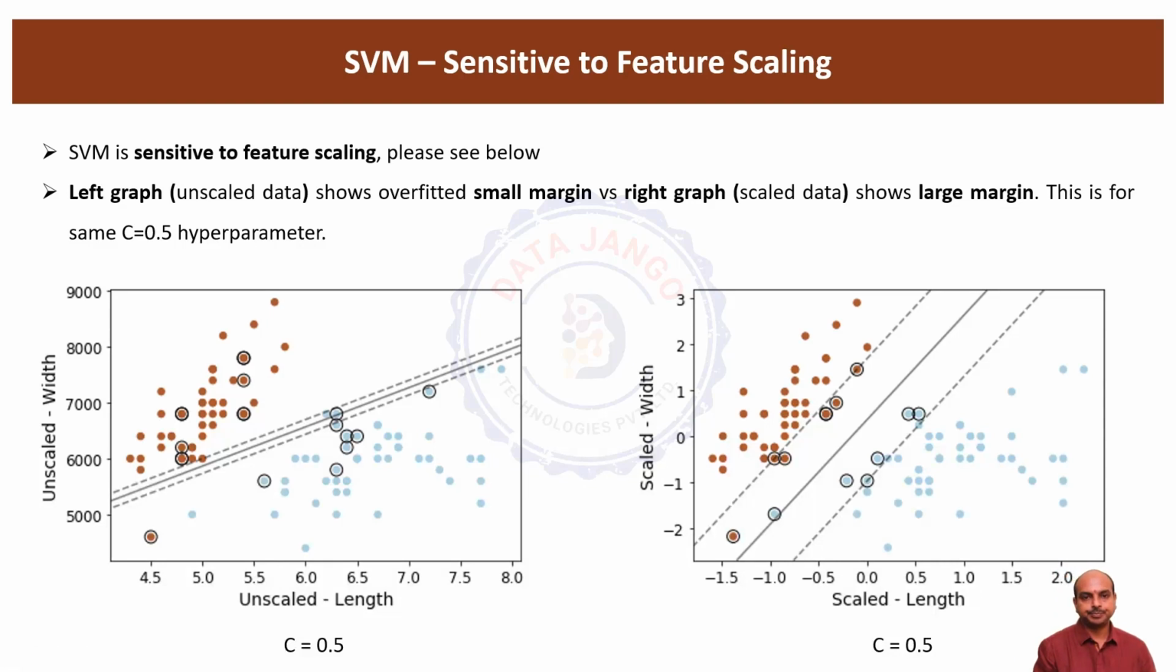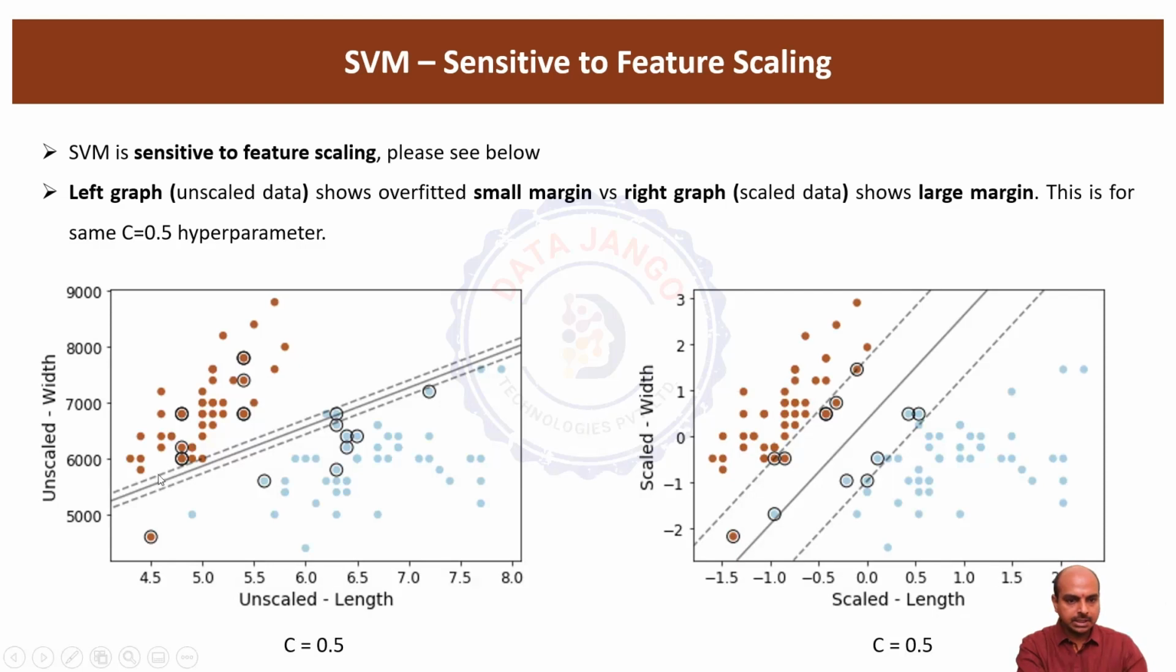The next point: the support vector machine is sensitive to feature scaling. When the features are on a similar scale, the model works well. If you look at these two diagrams, the width is on the y-axis and the length is on the x-axis. These two are the features based on which we are trying to make predictions. Both are at C equal to 0.5 only. I said when you change C, the angle will change. We are not touching the hyperparameter C. We have taken the raw data and tried to build an SVM model and visualize it.